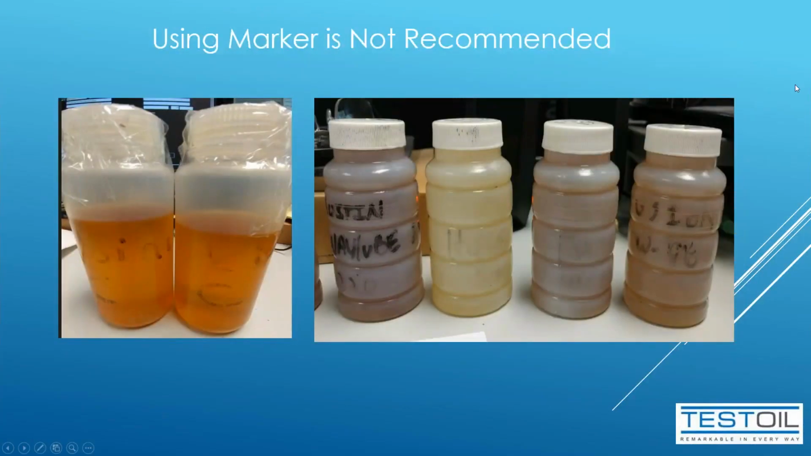So in the next couple of slides, I'm going to show you some of the reasons why your samples may be delayed because of bottle or label issues. Like this example shown here, marker was used to identify the samples. This is highly not recommended. As you can see, the markers easily smear and rub off the sample bottles and lids, making it impossible to identify your samples.